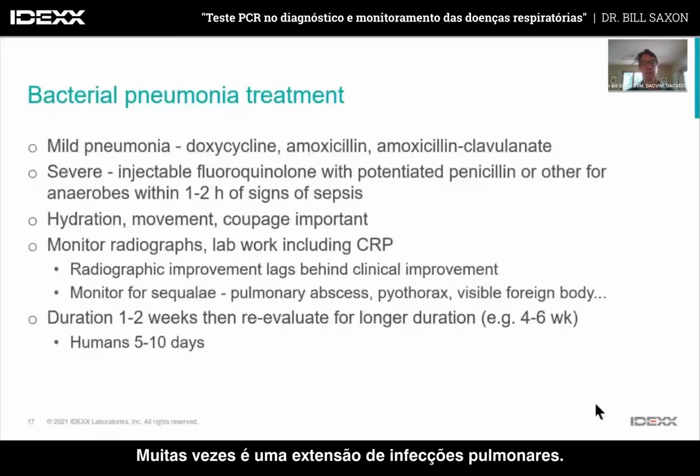A lot of the times it's extension from pulmonary infections, or if you've got a gas former or pulmonary leakage from a corrosive organism, you might have pneumothorax, right? So you definitely want to take serial radiographs.